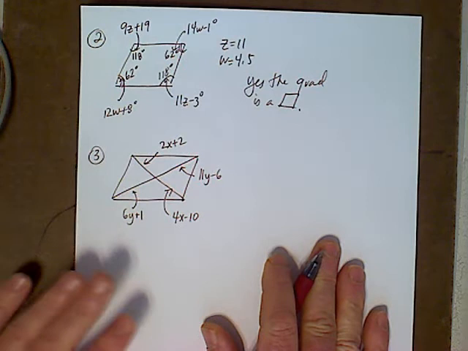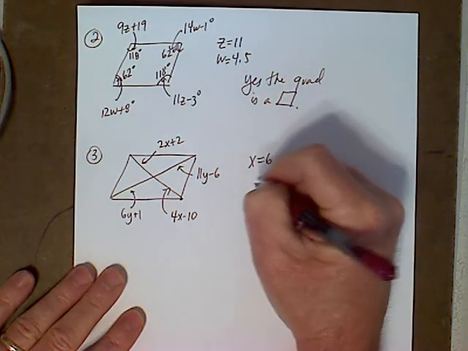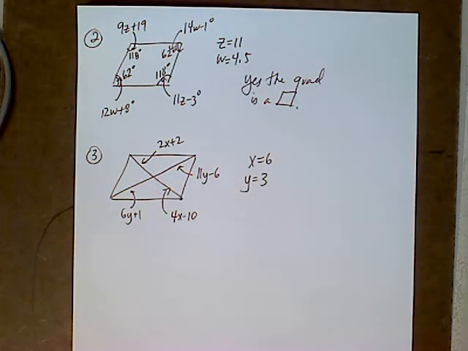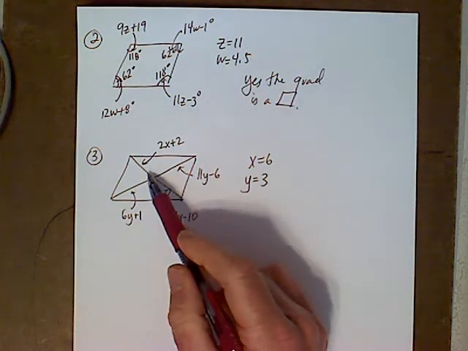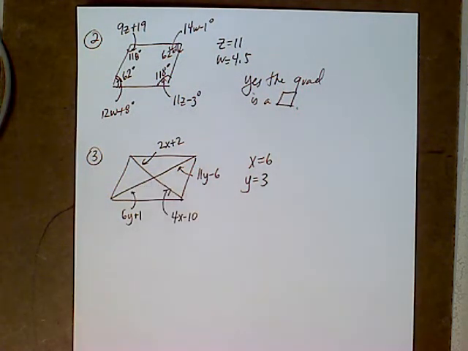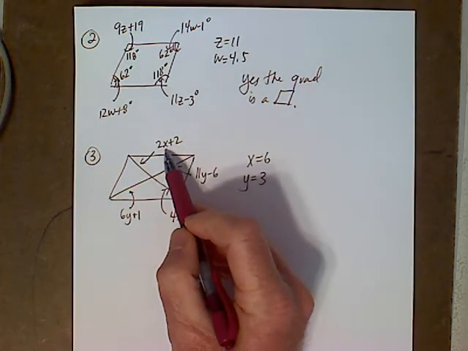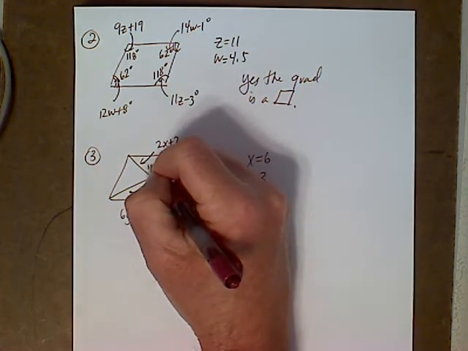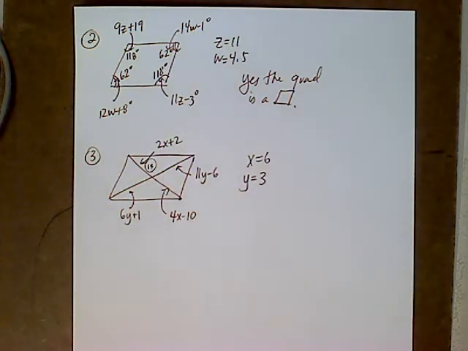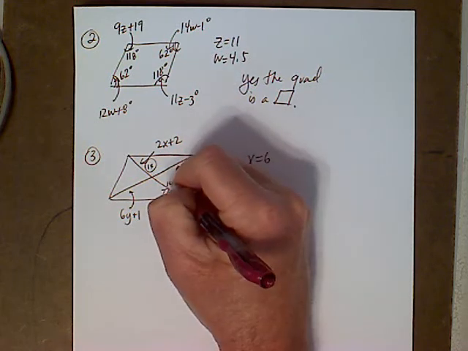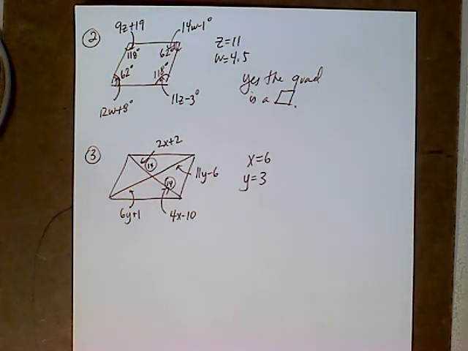And I'm again going to check to see that if x was 6 and y equals 3, would I have a parallelogram? So again, this is trying to demonstrate if the diagonals bisect each other, then we have a parallelogram. So let's start with 6. If I plug 6 in here, 2 times 6 is 12, plus 2 is 14. That makes that segment 14. If we plug in 6 here, 4 times 6 is 24, minus 10. This is also 14. So far, so good on diagonals bisecting each other.